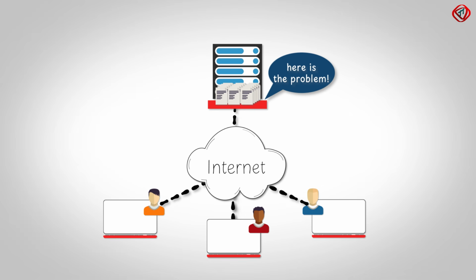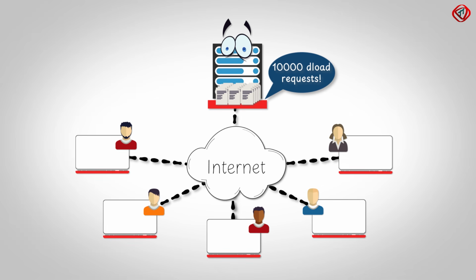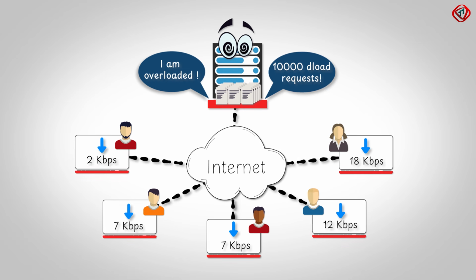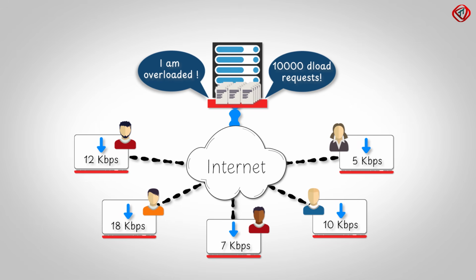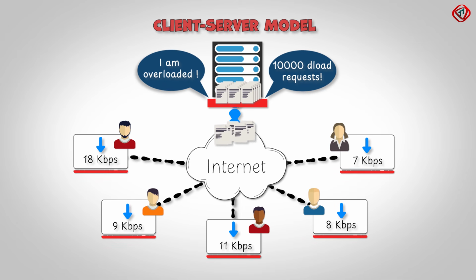But here is the problem. What if 10,000 people try to download the same file at the same time? The server gets overloaded. Downloads become very slow, and the server needs huge bandwidth to handle all those requests. So basically, one server is doing all the hard work. This type of architecture is called the client-server model.